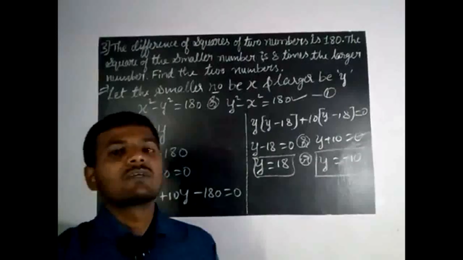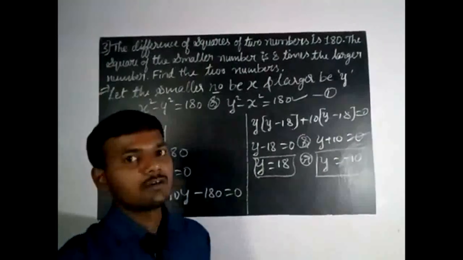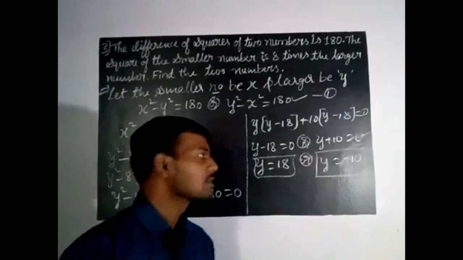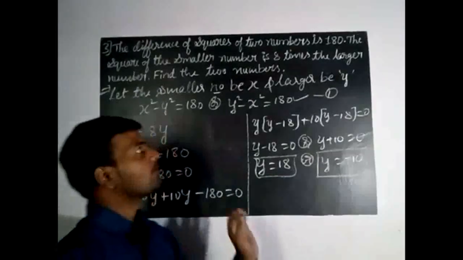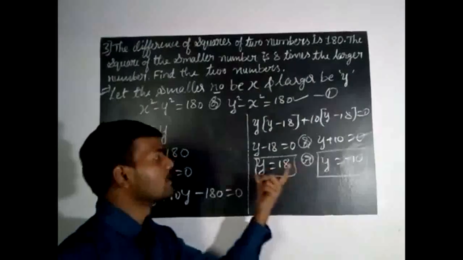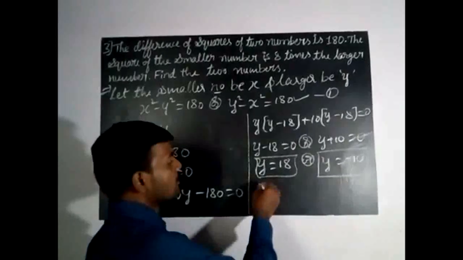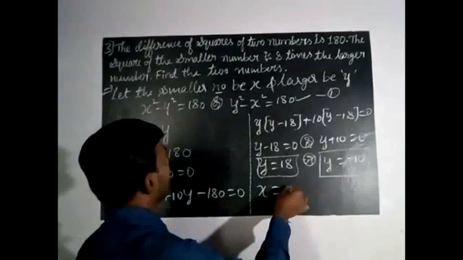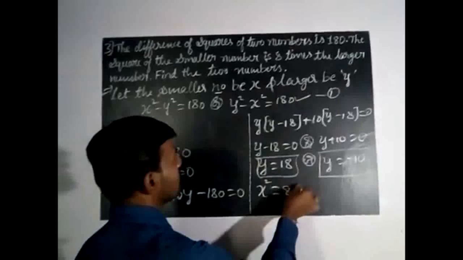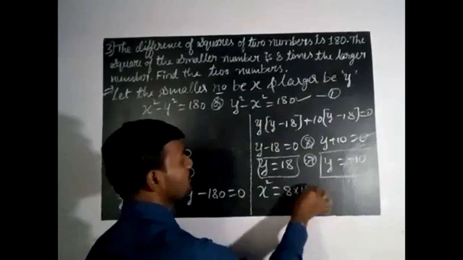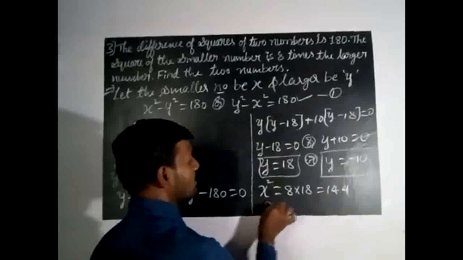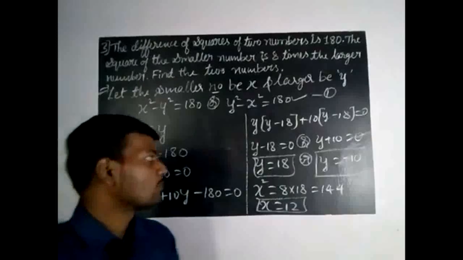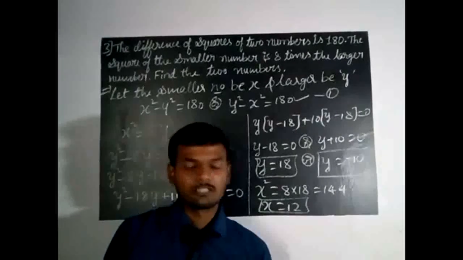Numbers cannot be negative, so we have to take only the positive integers. So y is equal to 18. We took y as the larger number, so y is equal to 18. Then what will be x? X square is equal to 8 into y, 8 into 18, that means 144. Then x is equal to 12. So x is equal to 12 and y is equal to 18 are the smaller and larger numbers.